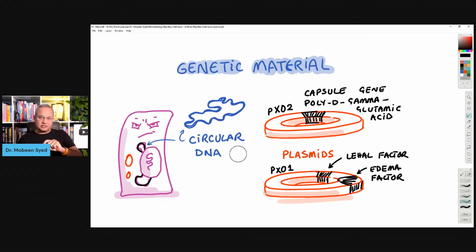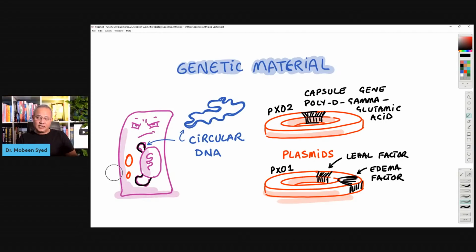The virulence factors are present on these plasmids. So these two plasmids are called PXO2 and PXO1. On the PXO2 plasmid, it's a DNA structure, right? There is a gene for the capsule of the Bacillus anthracis. Now, Bacillus anthracis is unique. Its capsule is made up of protein. Normally, bacteria do not have a proteinaceous capsule.